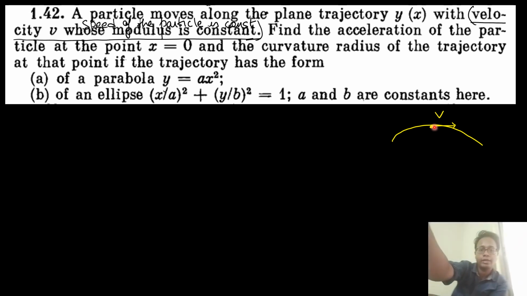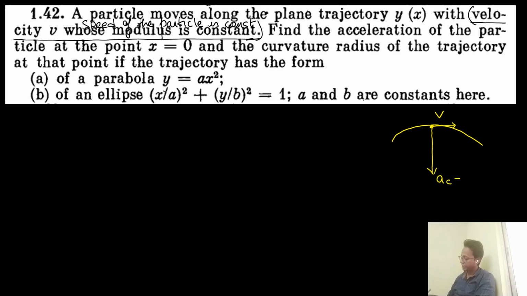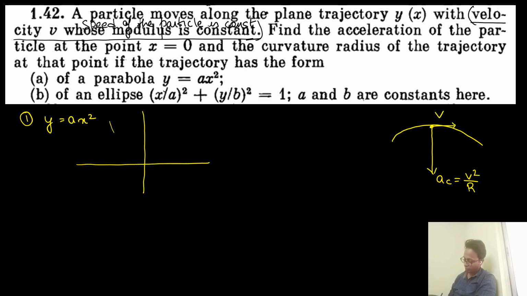So in order for this particle to change the path, there needs to be an acceleration to change the direction of velocity vector, and that acceleration is called centripetal acceleration or radial acceleration, and the formula is v square by r, and this r out here is nothing but radius of curvature. Understood? And the second thing you need to learn is the type of curves they are discussing in the question. So you need to have a basic idea. y is equal to ax square. This curve looks somewhat like this.